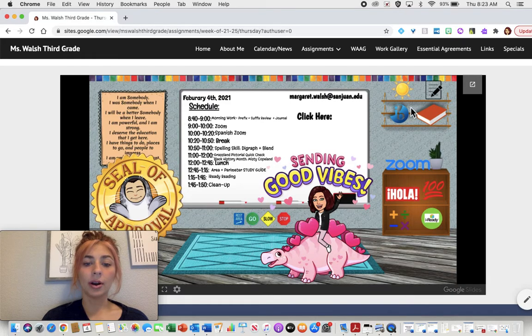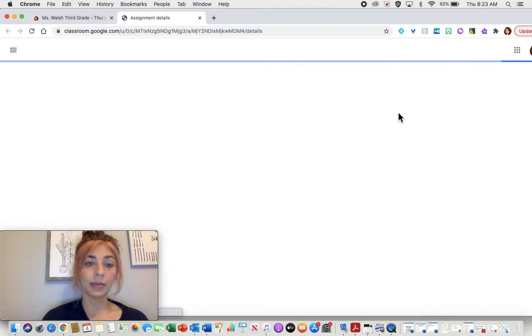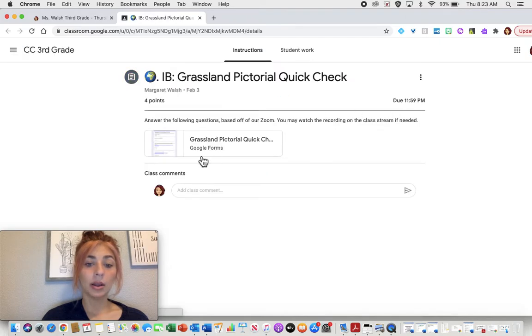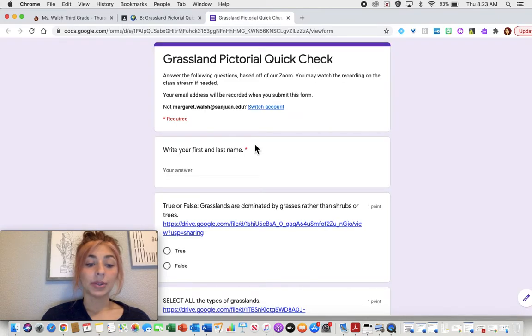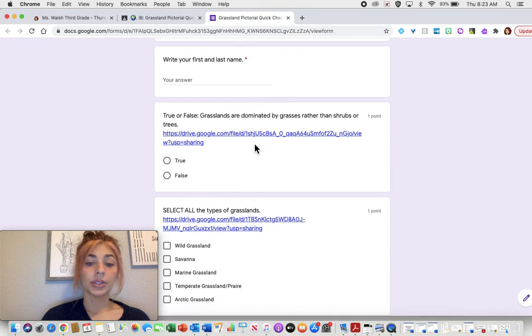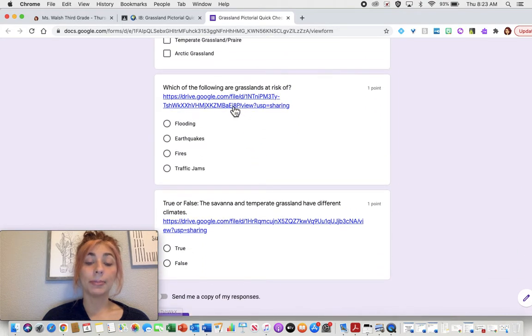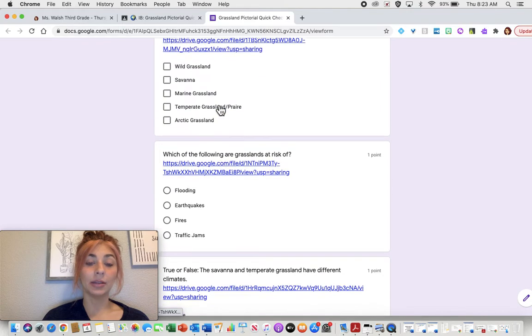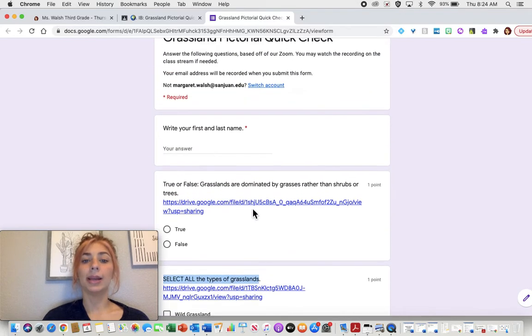Then we have our grassland pictorial. You're going to click the IB symbol for that one. We're going to do our grassland pictorial in class today. Afterwards you are going to respond to these questions. Remember, there is a link available for you to click on for the audio. And again, whenever you see a question that says select all, that means there's probably going to be more than one that you choose. So keep that in mind as well.